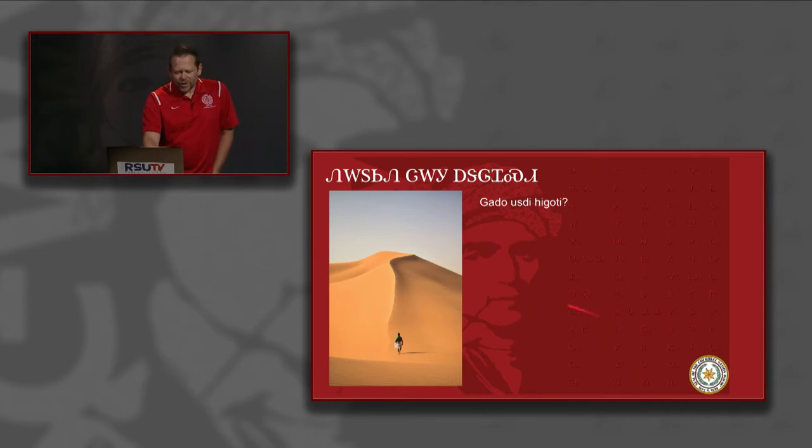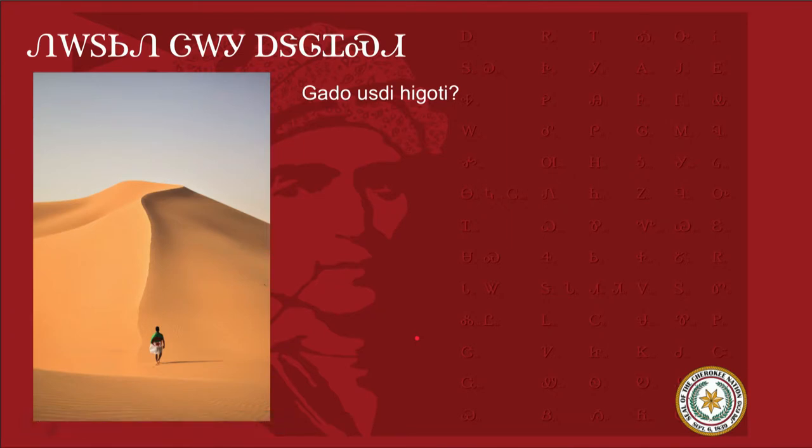So, okay, we're going to talk about this picture right here. This is a fairly interesting picture. There's not a lot going on, but you would be surprised how much we can talk about with just this simple picture. So if I ask, gata usti hikoti, that means, what do you see? So let's start here. Ikas sanoi ke. So is it daylight or is it nighttime? Which one is it? Ikas sanoi ke.